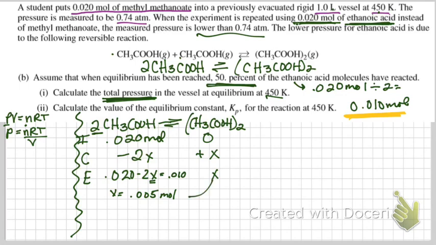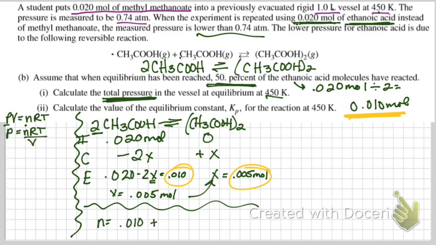So x equals 0.005 moles. All right, so what I know is this is how many moles of my reactant I have at equilibrium, and this is how many moles of my product at equilibrium. Total number of moles, 0.010 plus 0.005 gives me 0.015 moles. So if you're wondering how they got that on the key, that's how they got that on the key.